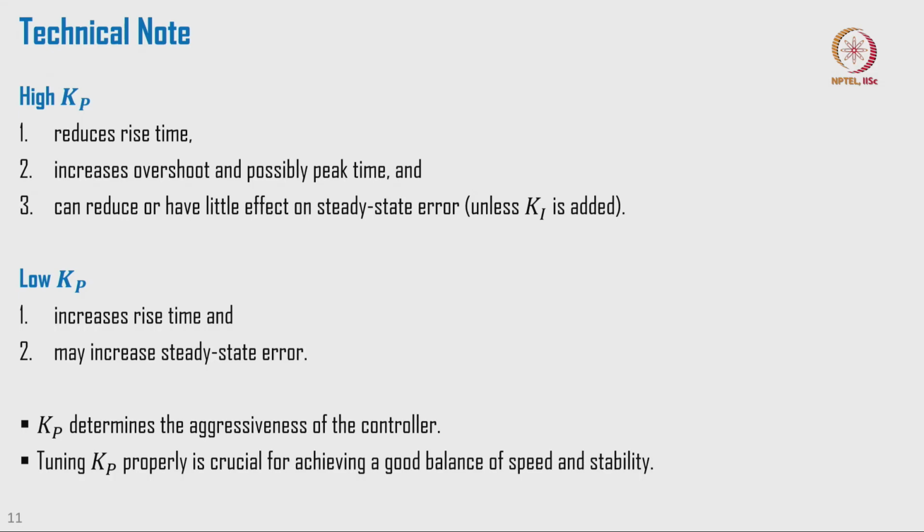So, what can we conclude from here? High Kp reduces rise time, increases overshoot and possibly peak time, and can reduce or have little effect on steady state error. So, adding Ki can be better in this respect, that we will see later. Now, a low Kp increases rise time, that means the system will get sluggish, and also may increase the steady state error.